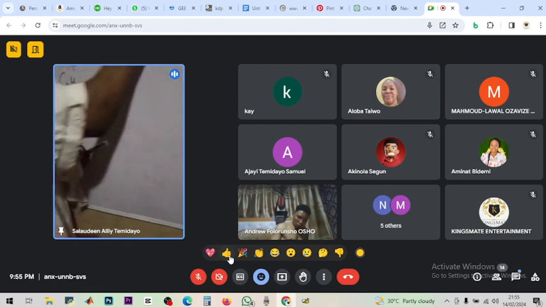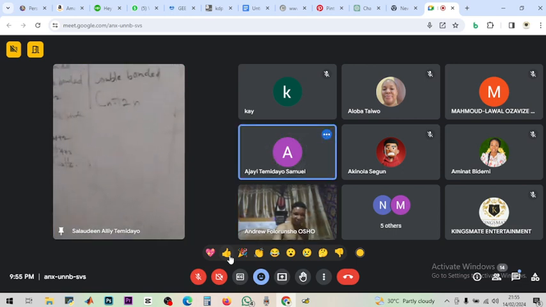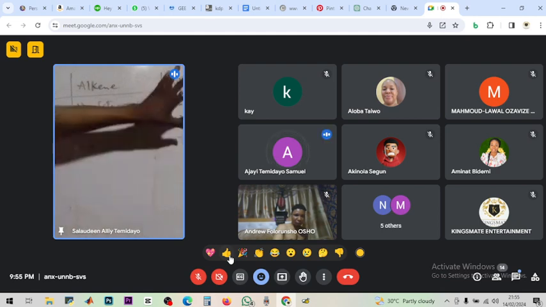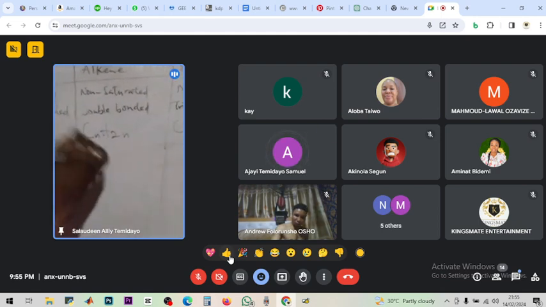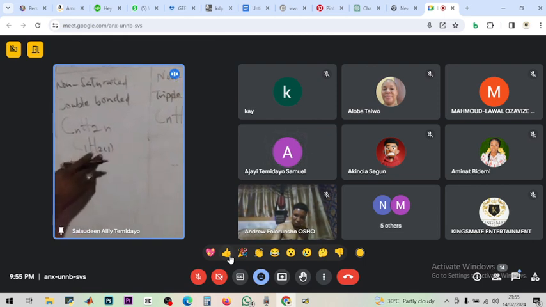As for the alkene, CnH2n is the formula. I want you to note one very important thing: alkenes don't have a first member. Their first member is dead. So now the second member takes the position of the first. Please remember that fact. You start from the second member. You will never see C1H2 times 1 in alkene.